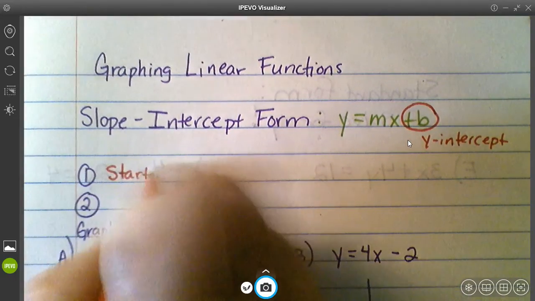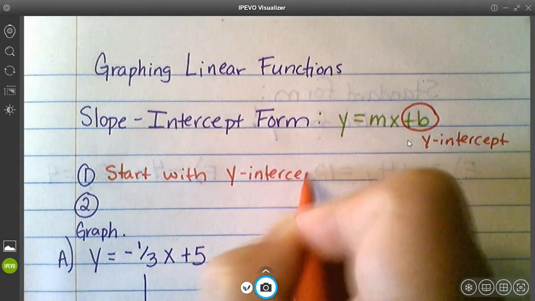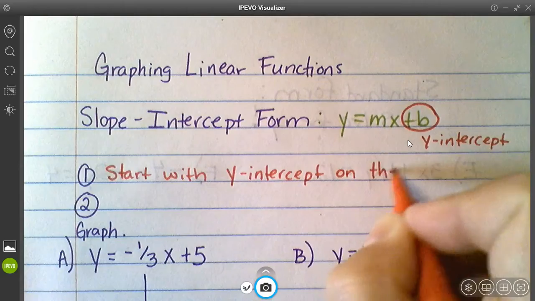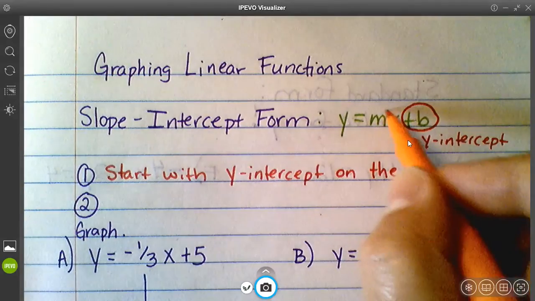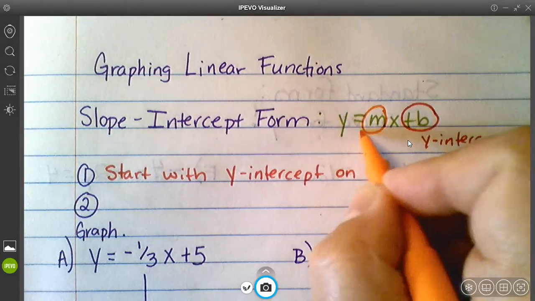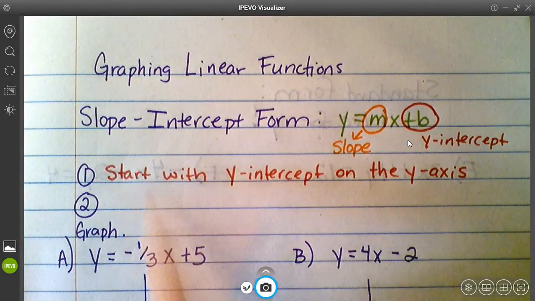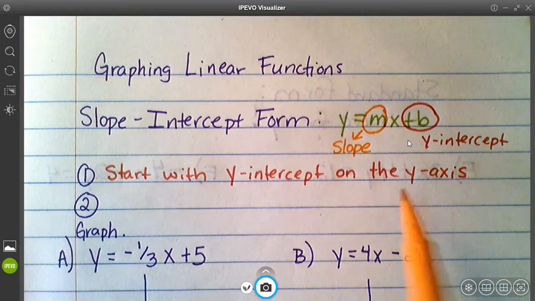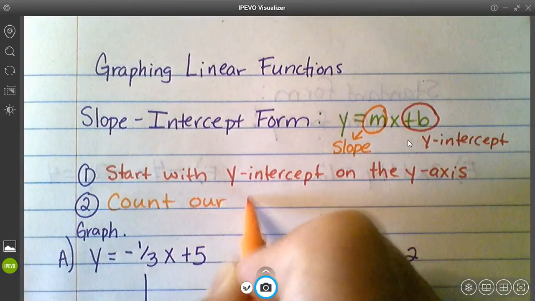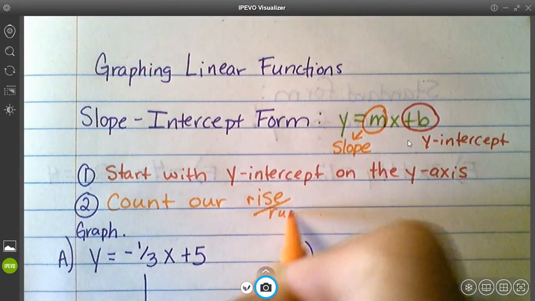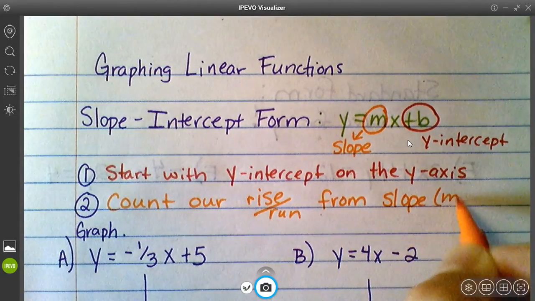So start with the y-intercept, which goes on the y-axis. And then we have our second important part, which is our slope. So once we have plotted our y-intercept on the y-axis, we will count our rise over run that we get from the slope. Okay?